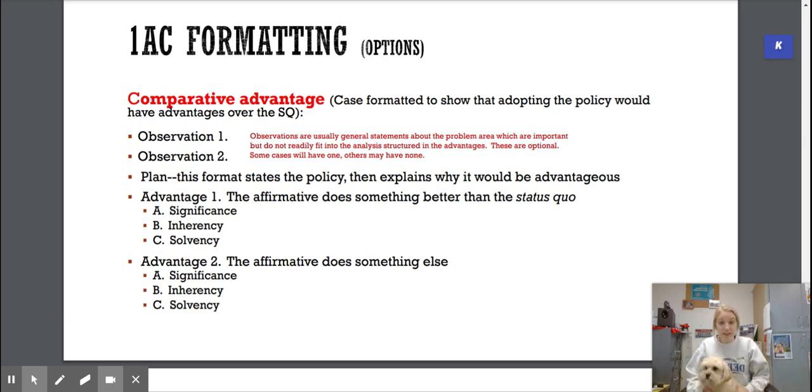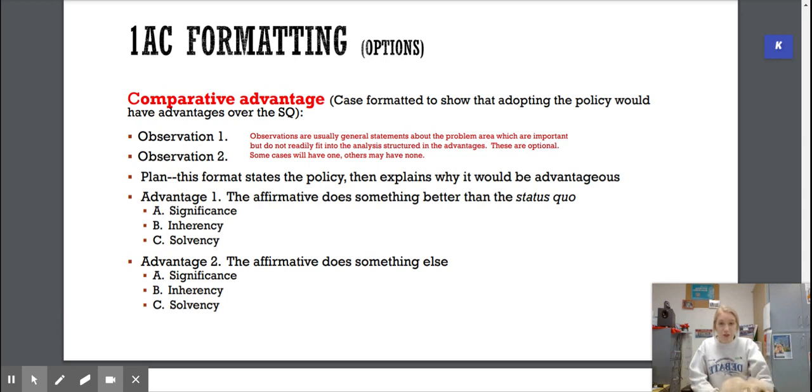So you first start these advantages with significance. You put harms in there and add an impact to it. This bad thing is happening, and this is why it's important. Then you have inherency. Why isn't something being done about this harm? And then you have solvency. How the plan fixed this harm.